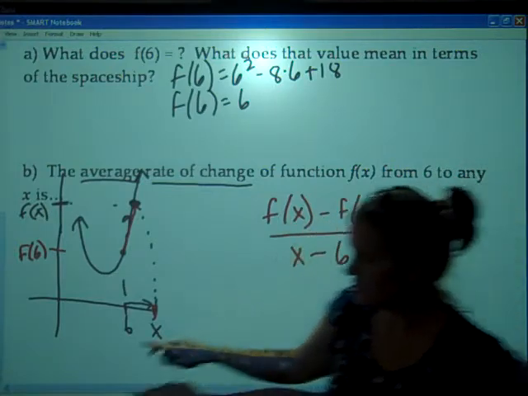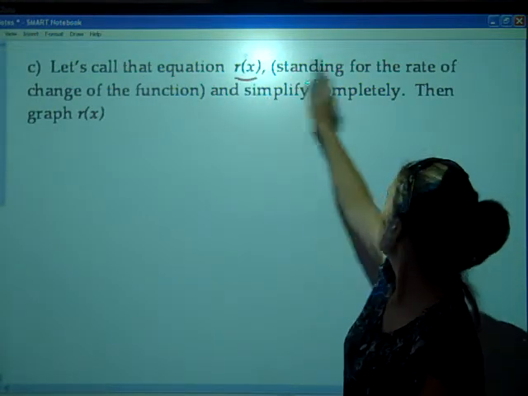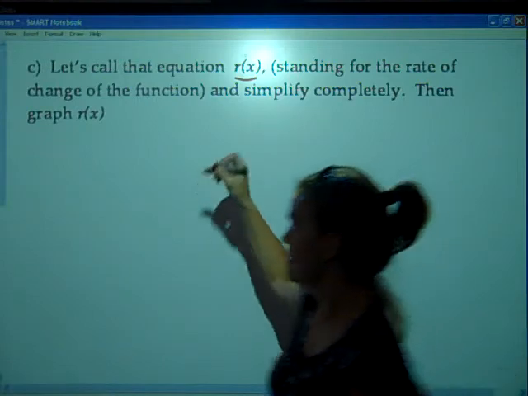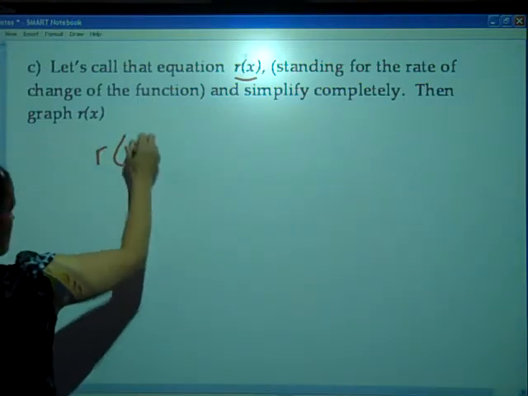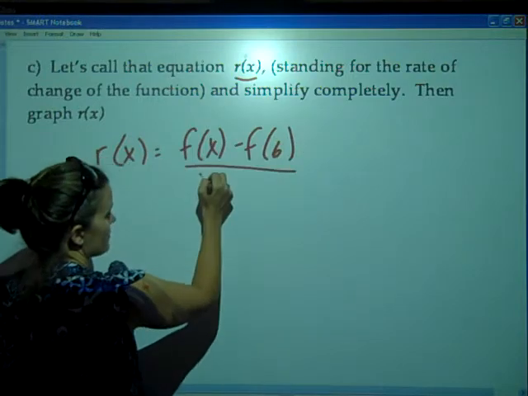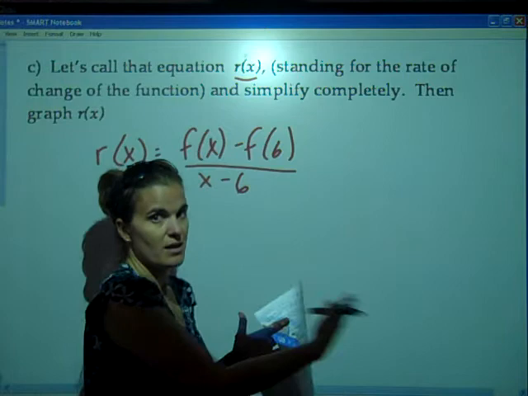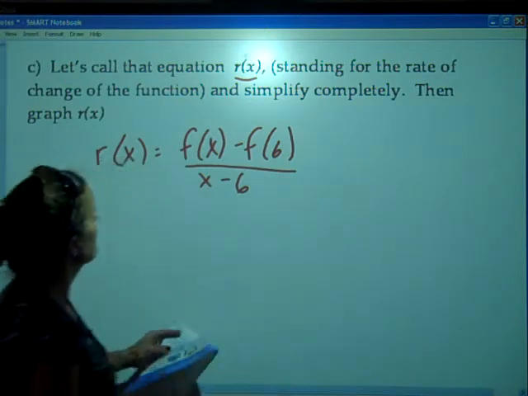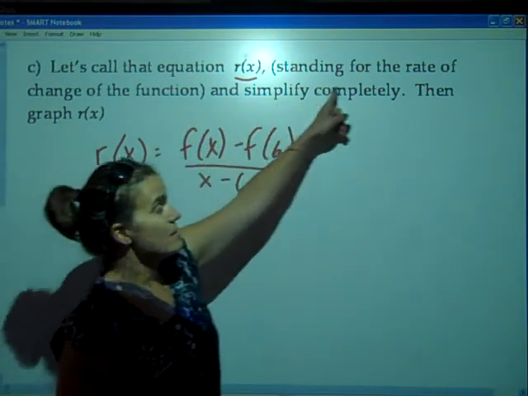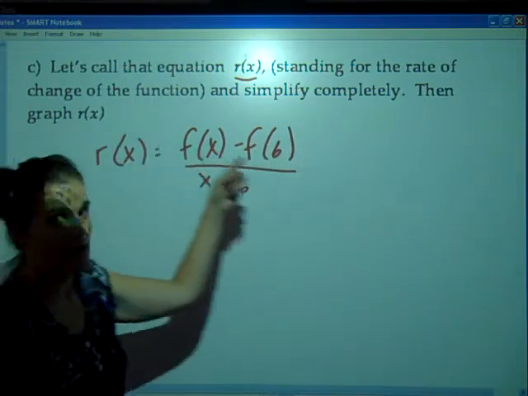So we're going to take that information, and for part C, we're going to call that equation r of x, standing for the rate of change function. So let's go ahead and give that a name, r of x equals f of x minus f of 6 over x minus 6. That is standing for the rate of change from 6 to any given x value. Okay. So what I want us to do from here is simplify completely. So we're going to take this and simplify it, then we're going to graph r of x.